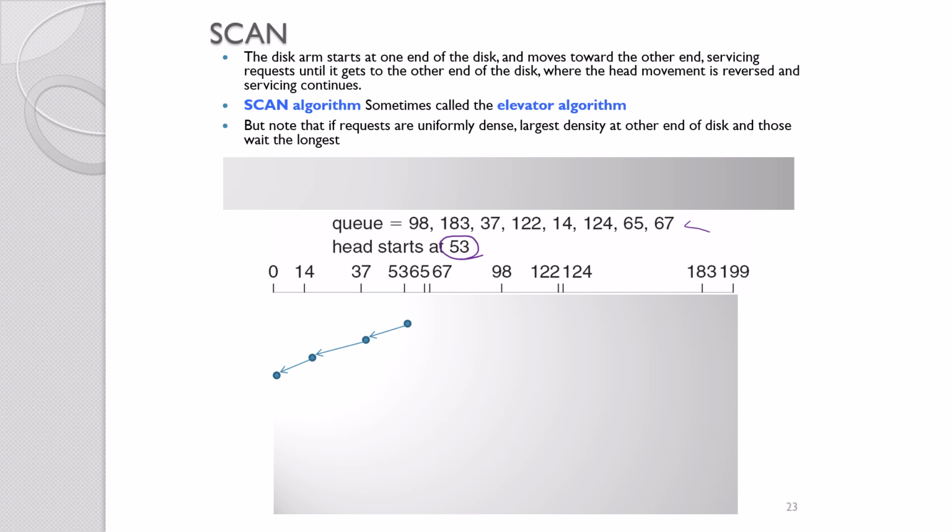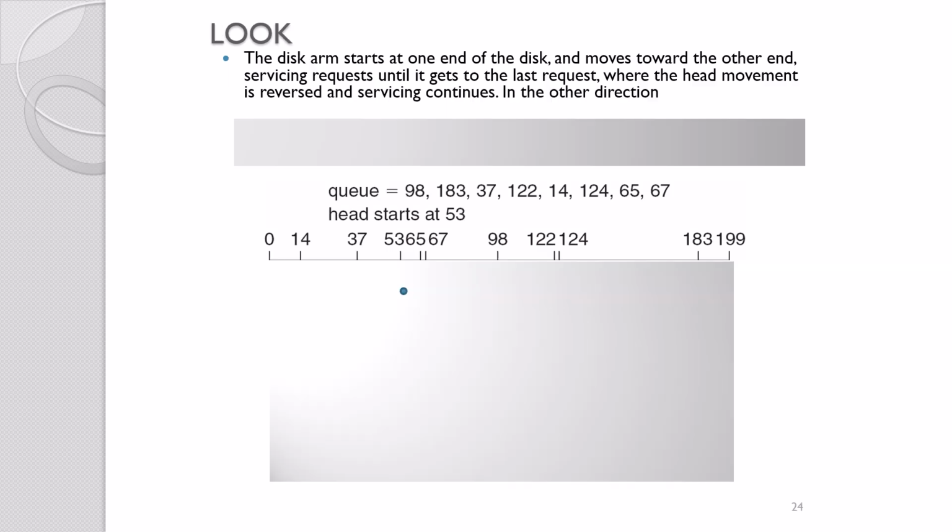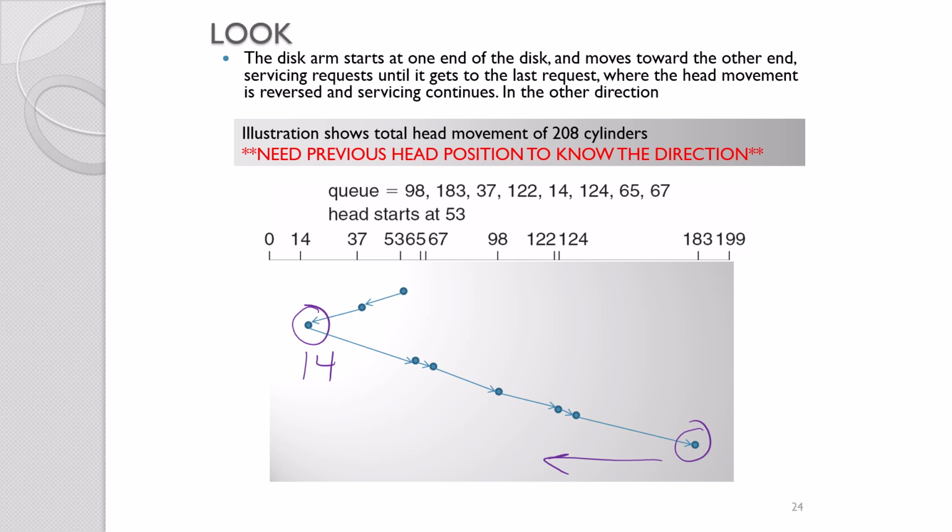The other thing about scan is that it goes all the way to the end, then turns around and gets all the requests, all the way to the other end, then turns around again and keeps going back and forth. That's why it's sometimes called the elevator algorithm, and you need to know the previous position to know which direction it's going. Look is the same thing. The only difference is that it doesn't go all the way to the end. It just goes to the farthest request, which is 14, then turns around and goes back to 183, then turns around and goes back. You also need to know the previous position for this one.